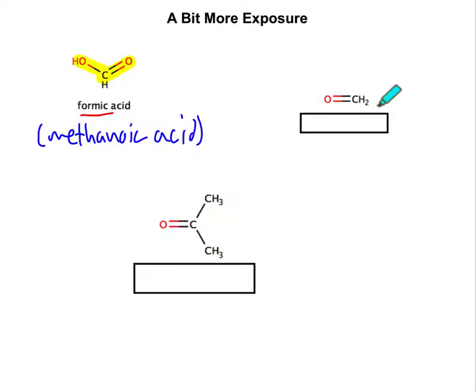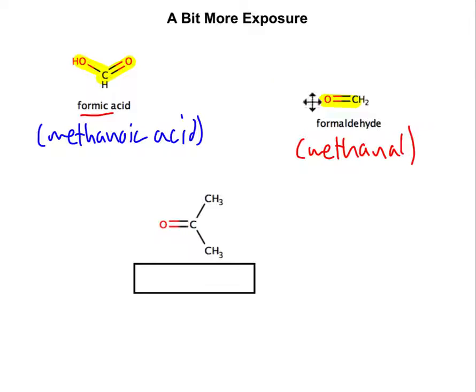Here's another molecule. There's my functional group, C double bond O. So that is an aldehyde. So just like methanoic acid, this aldehyde has a common name, formaldehyde, which you've probably heard of, but it would be known as methanal as a systematic name.